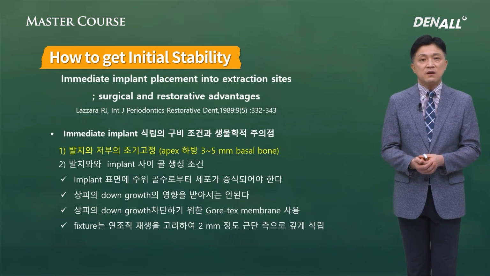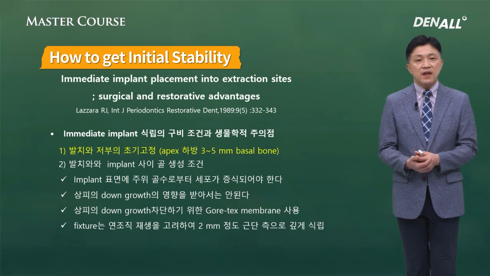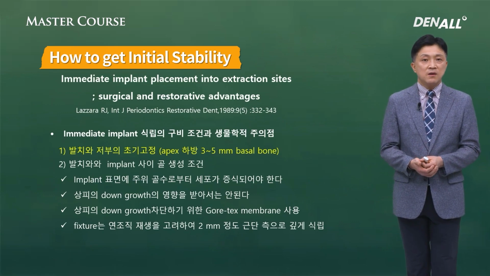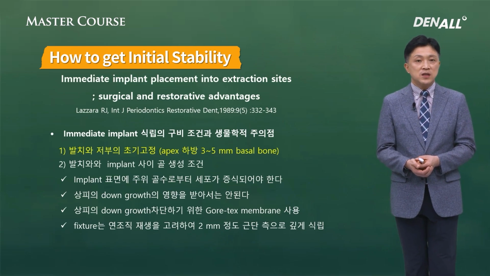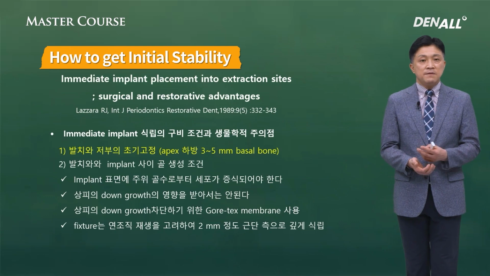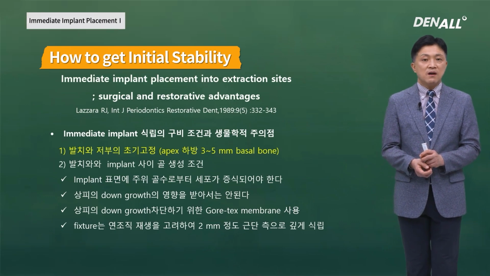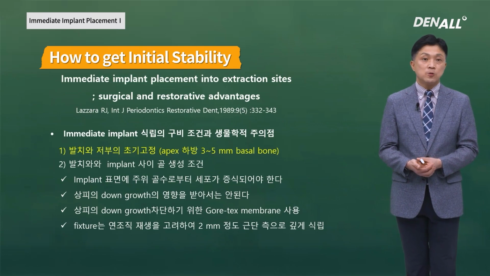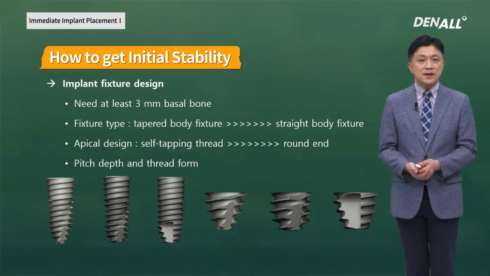It also talks about conditions for bone formation in the extraction socket in contact with the implant body. Some of it is a little bit outdated. What we need to focus on is that the implant body needs to be placed more towards the apex in consideration of soft tissue regeneration.